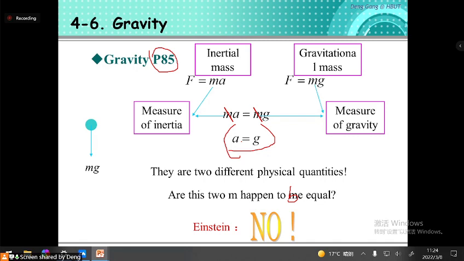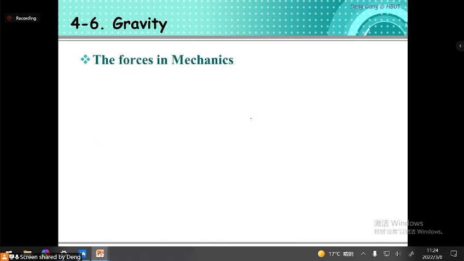So that's something interesting. This is called the principle of equivalence. It's one of the fundamental assumptions of the general theory of relativity. We'll discuss this later next semester when we discuss relativity.